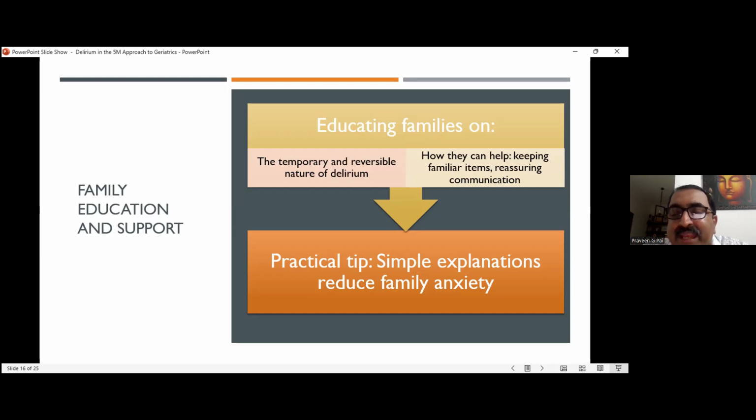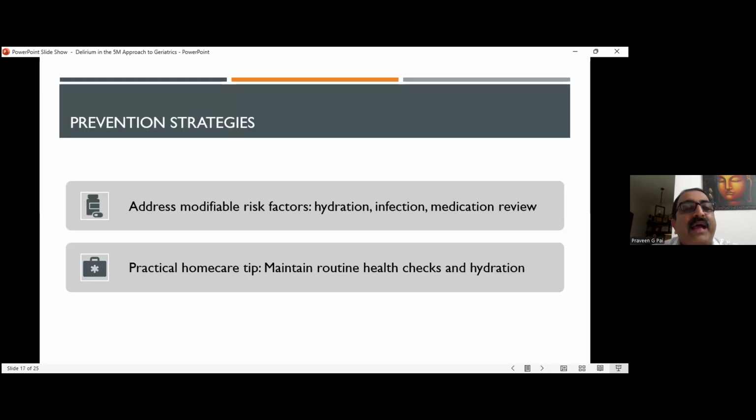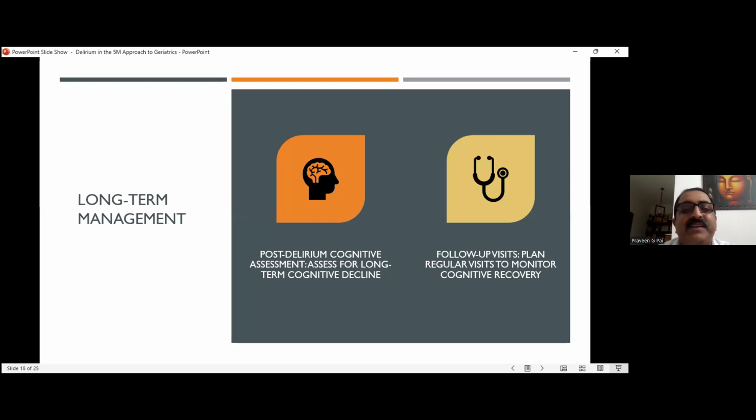In case of delirium or dementia, it is relieving the anxiety of the family or the carer. In case of depression, it's all of them. So again, coming back, this is a quick recap which I have made. These are the prevention strategies.